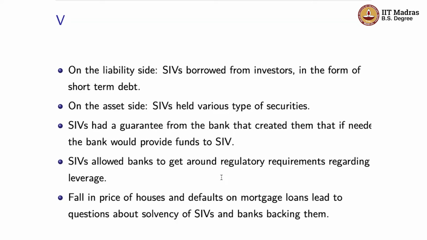Now, what was the purpose of creation of these SIVs? They basically allowed the banks to get around regulations about how much risk you can take, right? Then in that case, why were people willing to give money to these SIVs? Because they actually had a guarantee from the banks that created them that if needed, the banks would step in and provide funds to the SIV if they were unable to pay back the loans, right? So this allowed the banks to get around the regulatory requirements and take on much more risk.